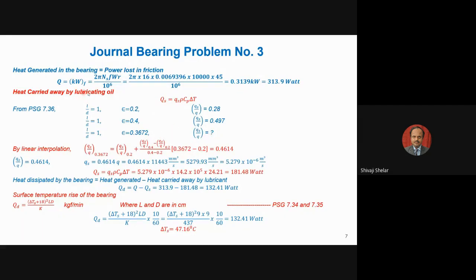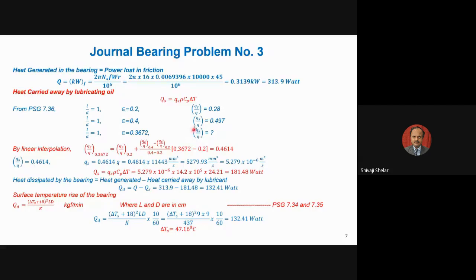Because the heat carried away by lubricating oil is equal to Qs into rho into Cp into delta T. That is the temperature change of the oil, into the specific heat of the oil, into the density of the oil, into the flow rate of the oil. So this flow rate is going away, and this heat is carried away. So it is the heat carried away by lubricating oil by side flow, that is Qs, small Qs into rho into Cp into delta T. I want to determine this Qs value when the eccentricity ratio is equal to 0.3672.